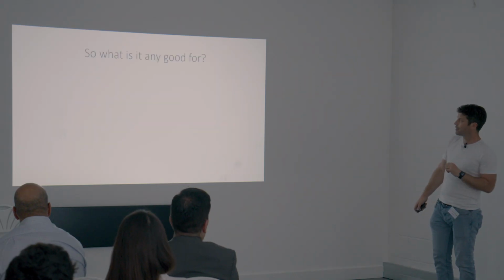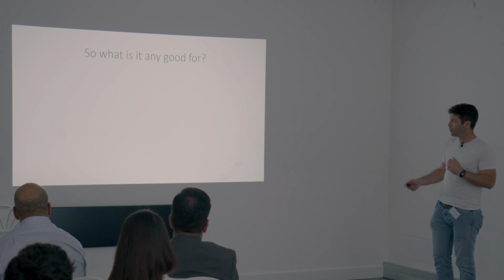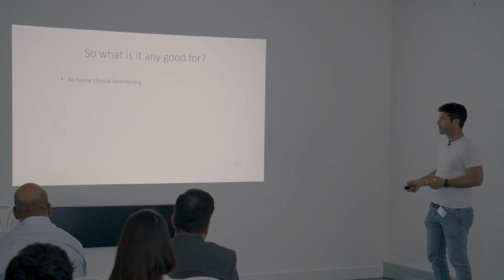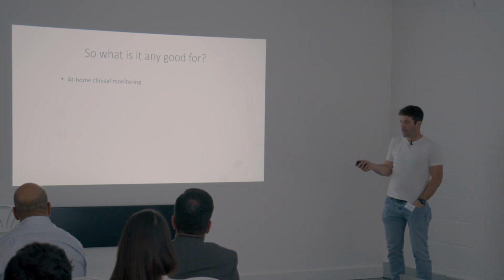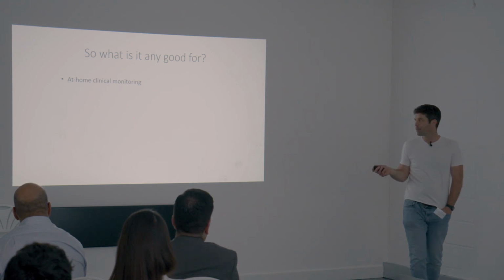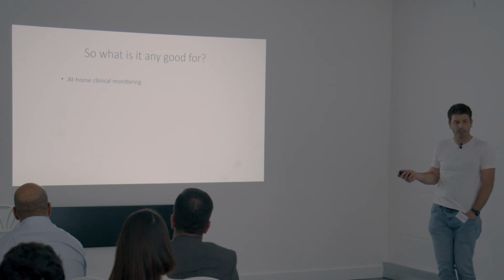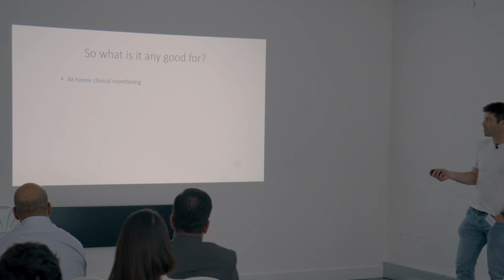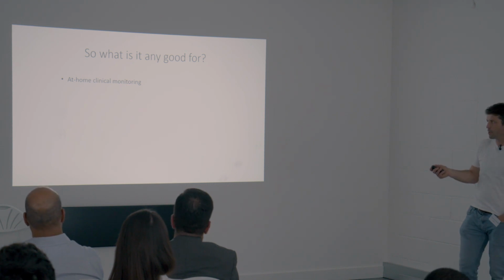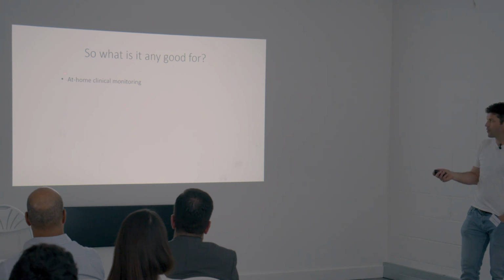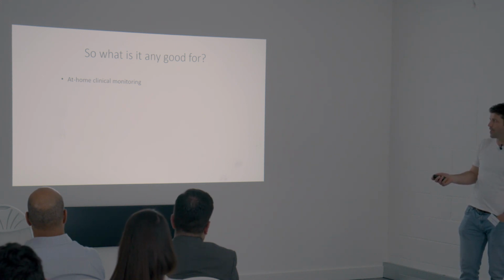Now, that's all well and good, but what is any of this good for? So I've mentioned a couple of things. One is that we can do at-home clinical monitoring between visits. Typically, a patient with Parkinson's disease, if they were lucky, might be seen every 4 to 6 months by their clinician. Our system allows them to be assessed as often as they choose, perhaps daily or weekly.